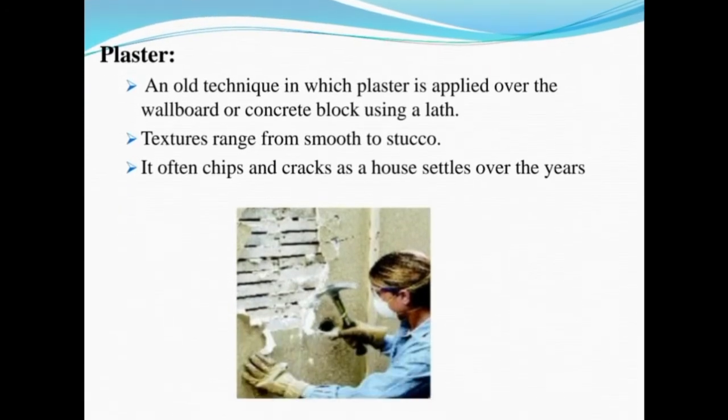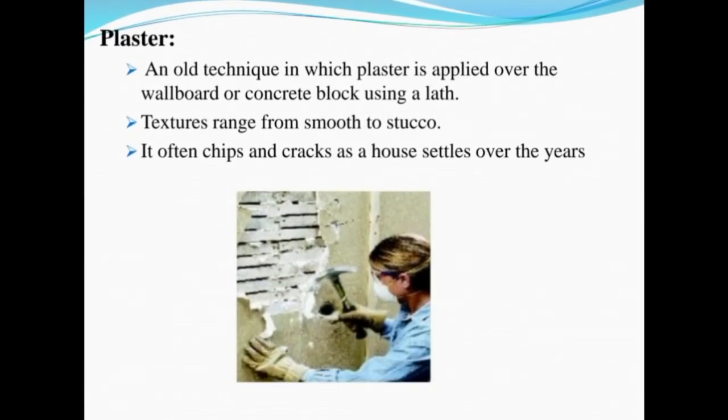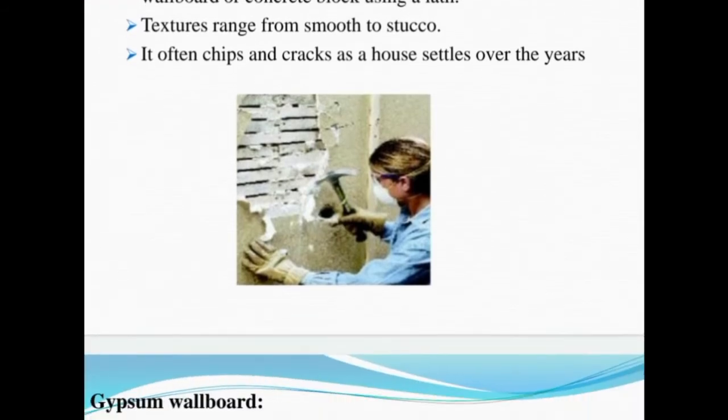Plaster. Plaster is one of the oldest techniques, which is used over the concrete blocks or the wallboards, applied by using the lath, and the textures of this plaster range from smooth to stucco, and it often chips and cracks as a house settles over a period of time. So this is one of the pictorial representations where the plaster is used as a wall finishing material.